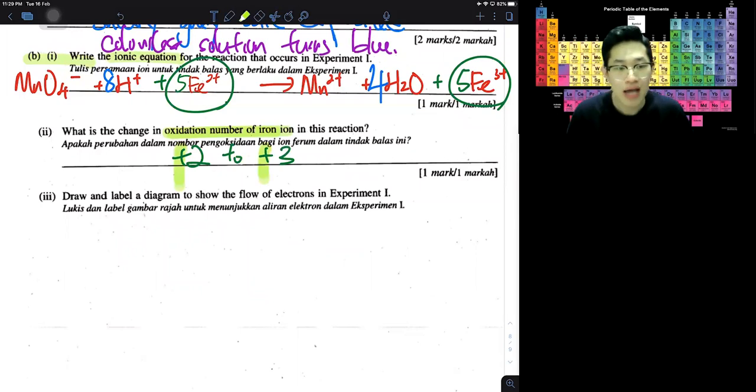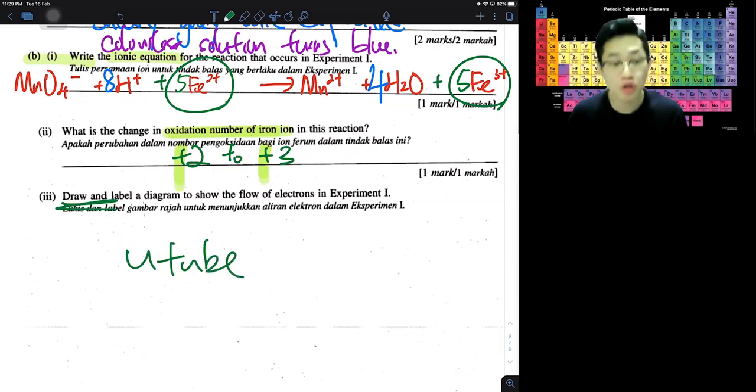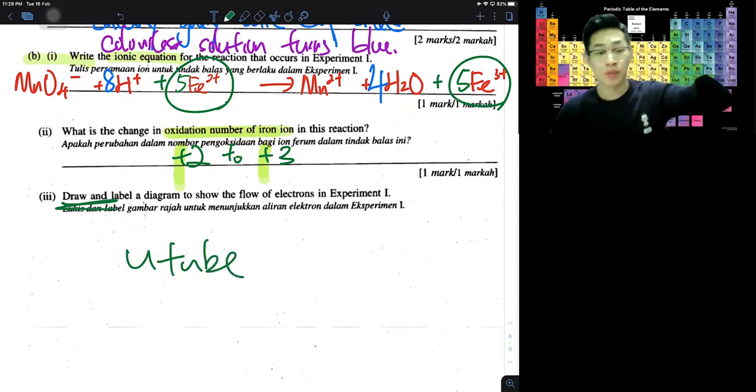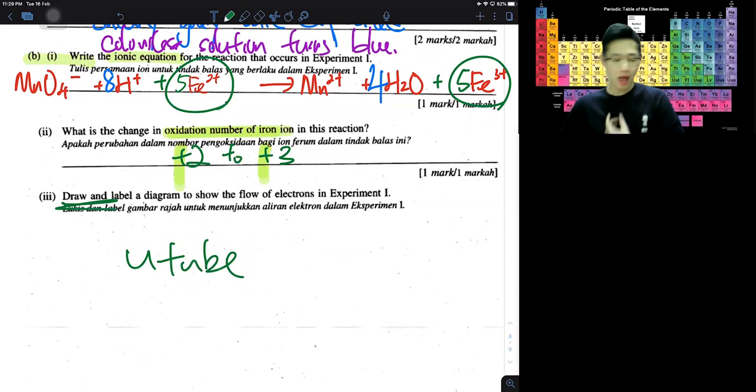Next, draw and label the diagram to show the flow of electrons. This is drawing a U-tube. I skip it now, okay? Draw the U-tube yourself. You can refer back to the previous question.